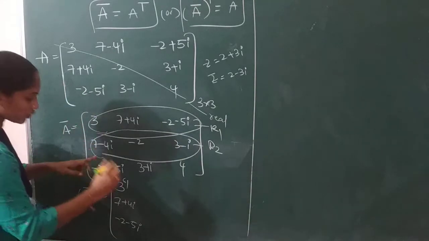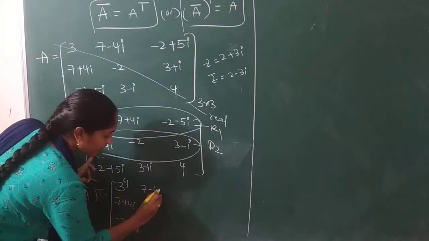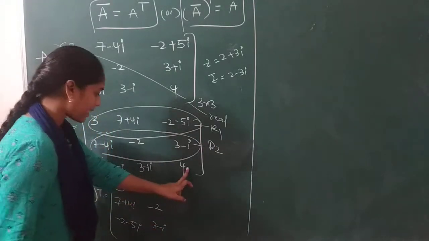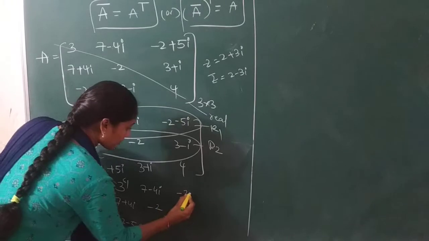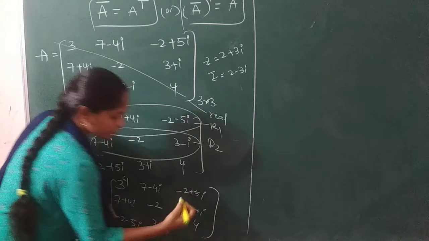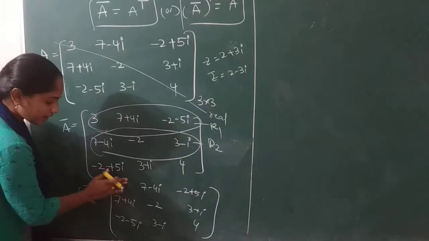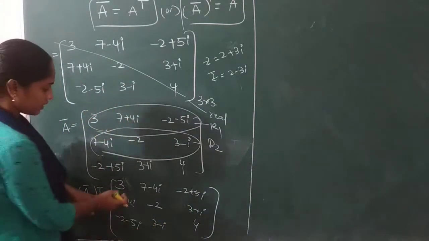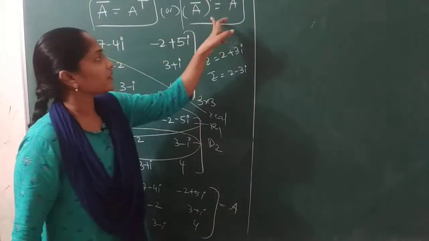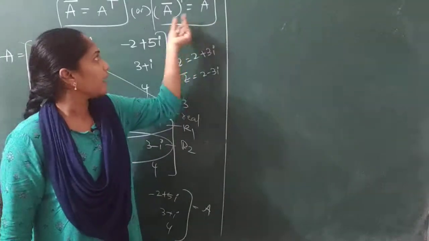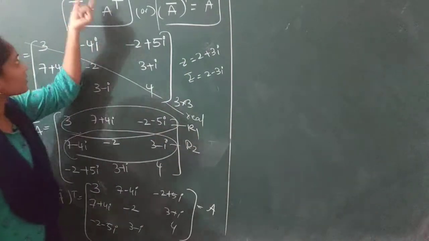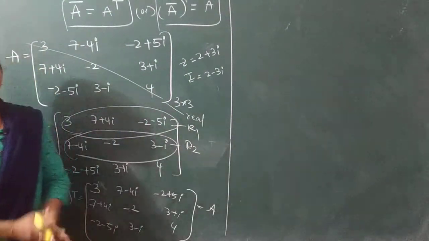R2 to C2. What happens here? 7 minus 4i, minus 2, 3 minus i. Same as it is for R2: minus 2 plus 5i, 3 plus i, 4. So this is your transpose. Let's see, is this our matrix A or not? Yes, this is our A. So this condition is satisfied: the transpose of the conjugate of A is equal to A. And the given matrix A is nothing but a Hermitian matrix.